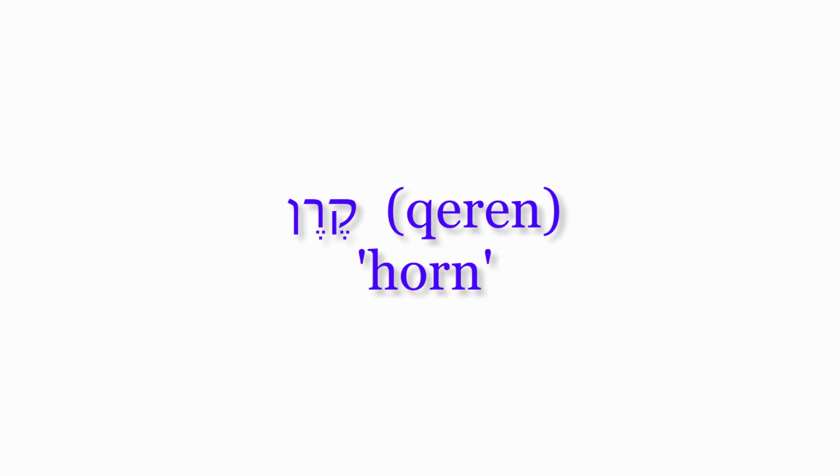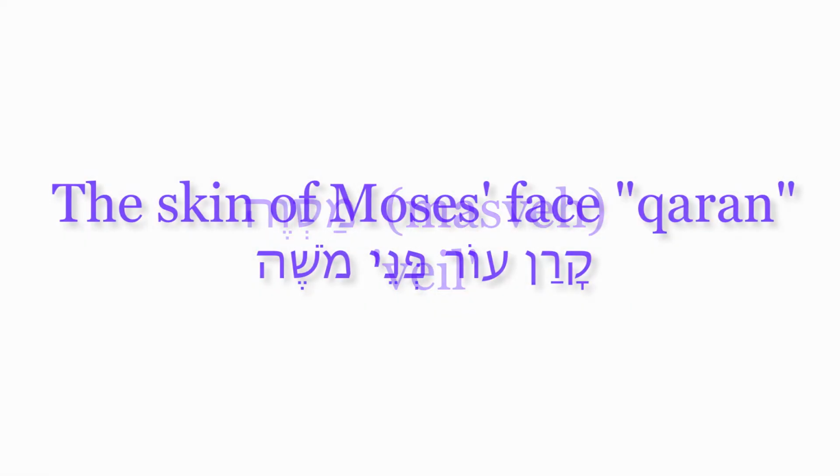The rest of the passage describes that Moses, as a result of whatever it was that karan meant, would wear a veil, masveh, over his face. He would take off the veil when he spoke to God, but put it back on when in front of the children of Israel. He did this because the skin of Moses' face, karan.